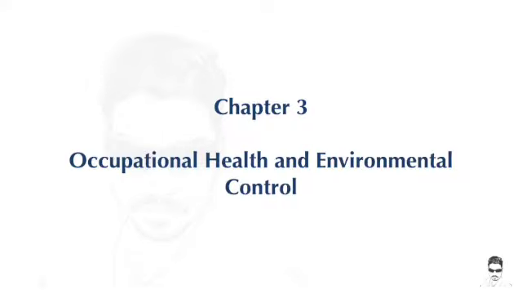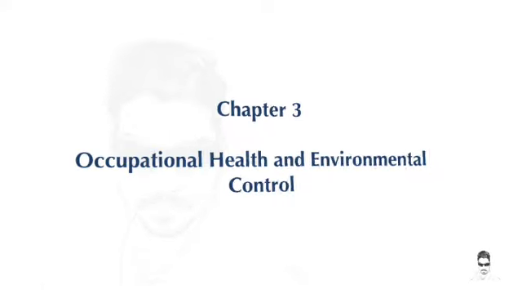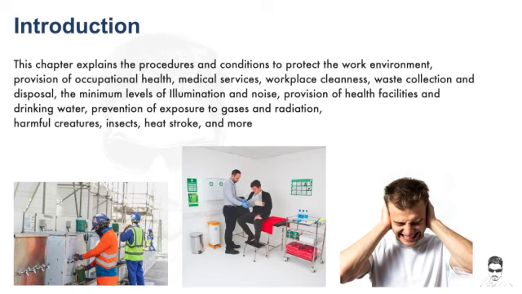Chapter 3 Occupational Health and Environment Control. This chapter explains the procedures and conditions to protect the work environment, provision of occupational health, medical services, workplace cleanliness, waste collection and disposal, the minimum levels of illumination and noise, provision of health facilities and drinking water, prevention of exposure to gases and radiation, harmful creatures, insects, heat stroke, etc.